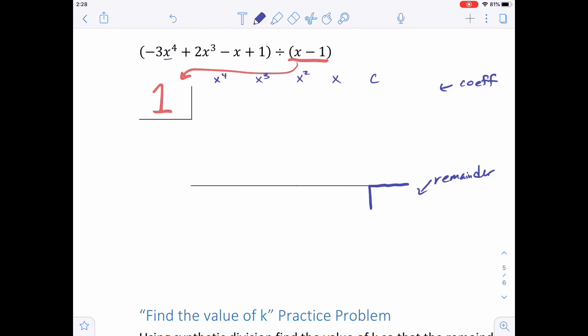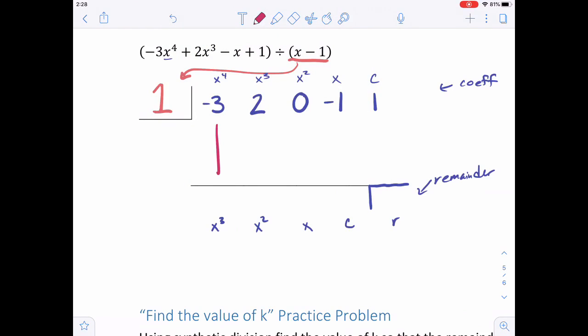All right, let's write down our coefficients. X to the 4th is -3. X cubed is 2. X squared, there isn't one. We do need to include that 0 though. X, -1. Constant, 1. We can go ahead and copy our powers down. Remember, they're going to be 1 less. So instead of x to the 4th, down here we're going to have x cubed. Below x cubed, we're going to have x squared. It's going to be x. It's going to be our constant. And then our remainder right here.